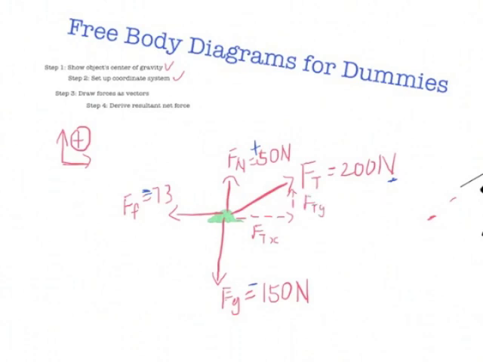Now if I gave you a number here, say it's 30 degrees, you have the magnitude of the hypotenuse of the triangle and an angle, so you can calculate the other two sides. I'm just going to give them to you right now. That's 100 newtons and that's 173 newtons. And these are both positive because they're in the same direction as the coordinates.